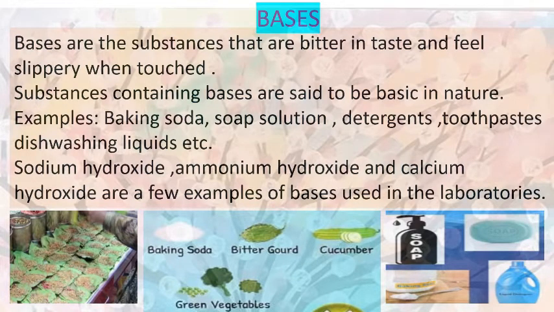Students, now we will learn about bases. What are bases? Students, some substances are bitter in taste. So why do they taste bitter? Because of the presence of base. So the substances which are bitter in taste are called basic substances. Examples of basic substances are baking soda, soap solution, detergents, toothpaste, dishwashing liquids, etc. Some chemicals used in the laboratory are also basic, like sodium hydroxide, ammonium hydroxide and calcium hydroxide.